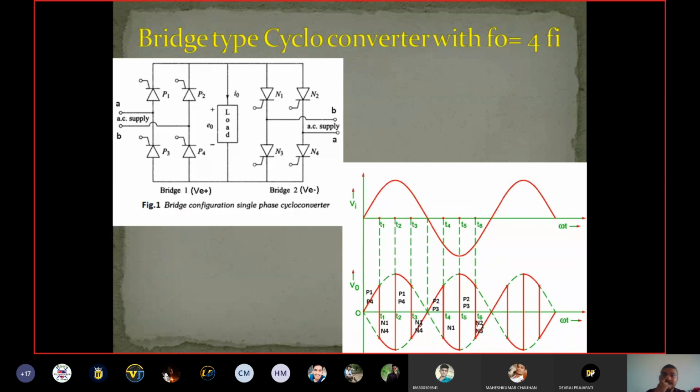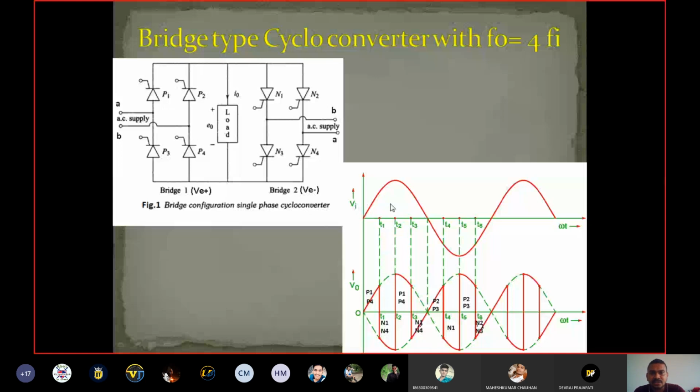Okay, so look at this circuit. We have a bridge type cycloconverter here. This is the positive converter, and this is the negative converter. Both are connected in anti-parallel. Here we assume the same waveform, with the positive half cycle, negative half cycle, and positive half cycle of input. First we assume the positive half cycle.